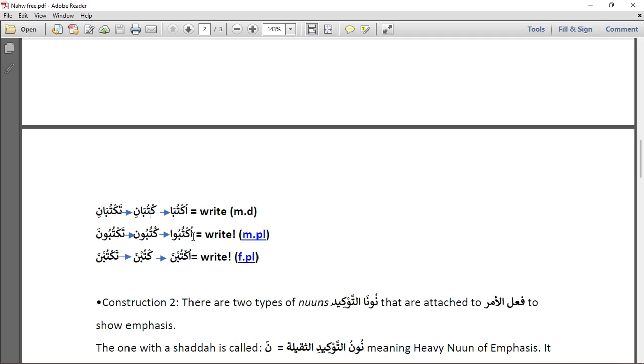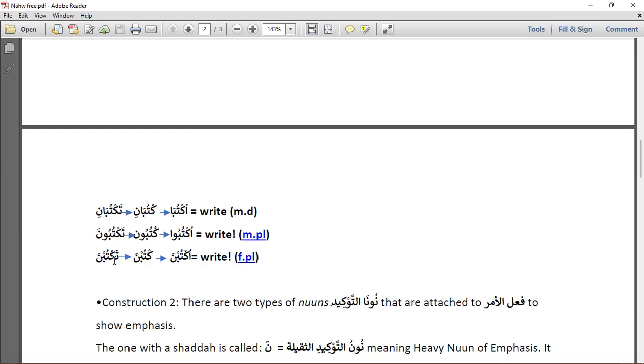So we are left with uktubu. Uktubu. Same now for female, this noon in uktubna is something we don't play with. We don't play with it because it's a pronoun, just like the wow in taktubuna. The noon in this one is also a pronoun, so we can't remove it. So it stays like that.